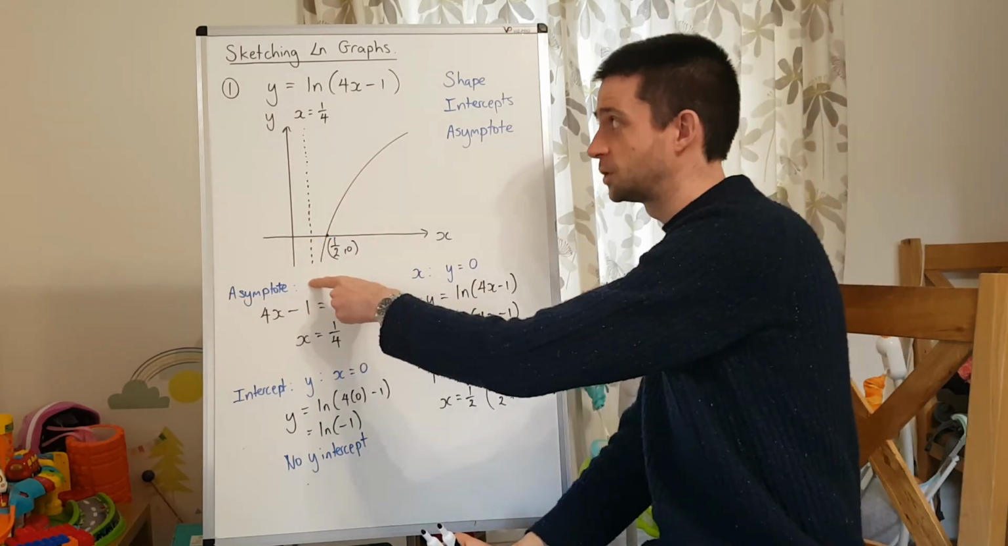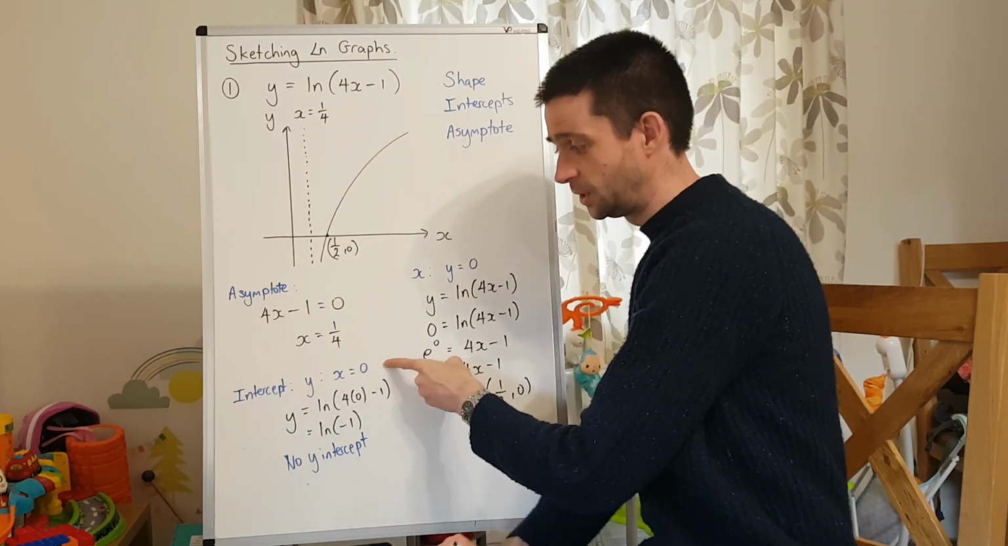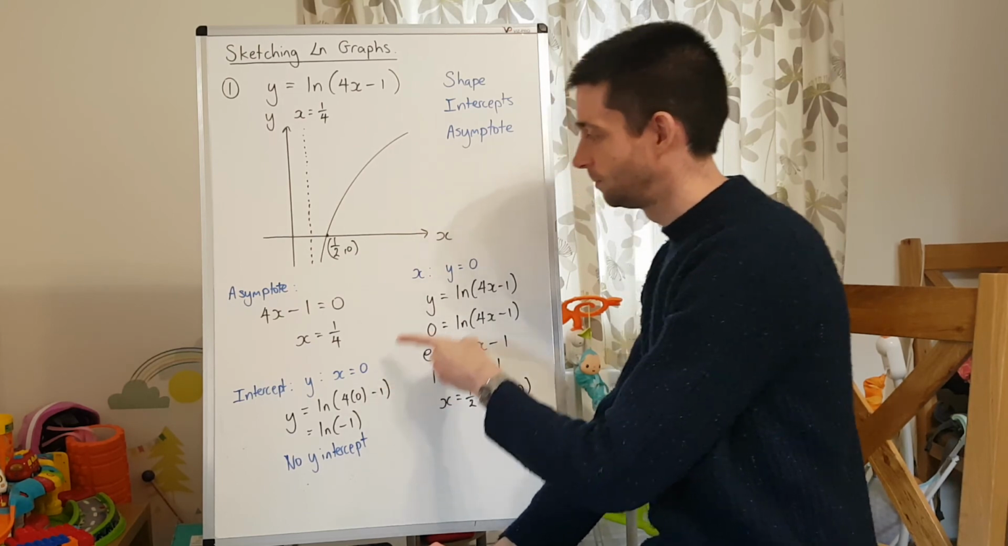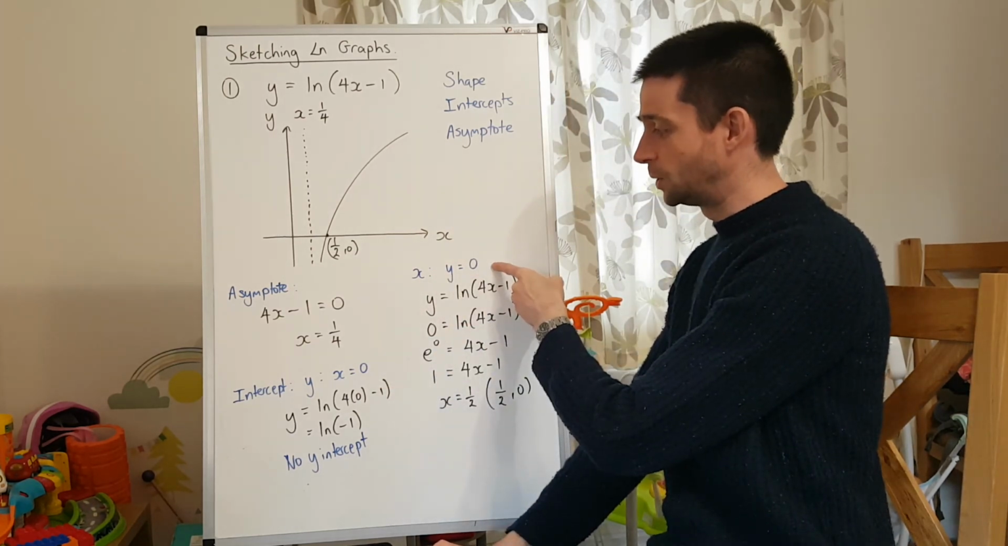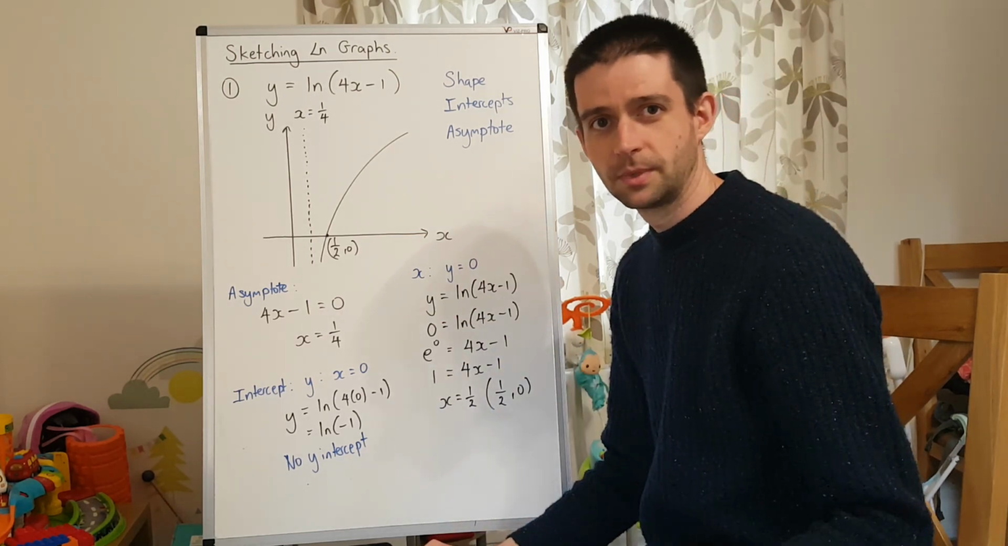But there you go. Asymptote, you make the bracket equal 0. Y-intercept, you make x equal 0. In this case, we got an invalid number, so there was no y-intercept. X-intercept, you make y equal 0, solve it, job done. There's your sketch. I'll see you for the next one.